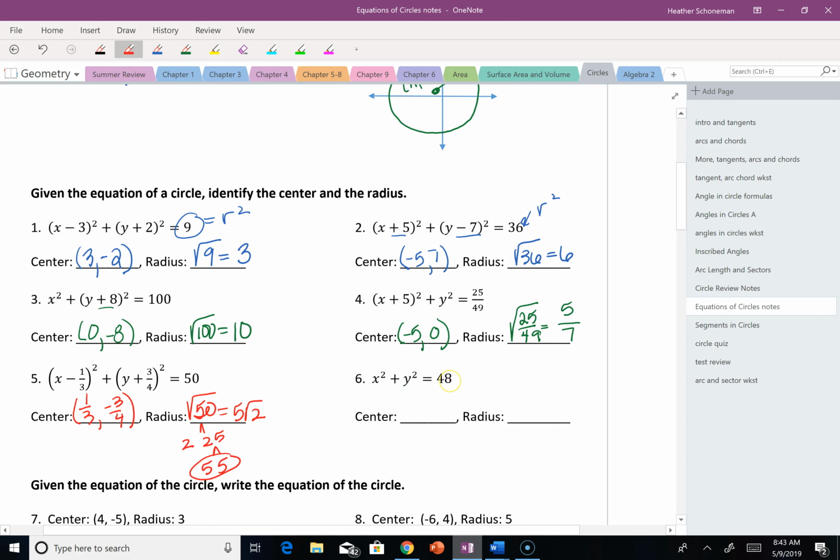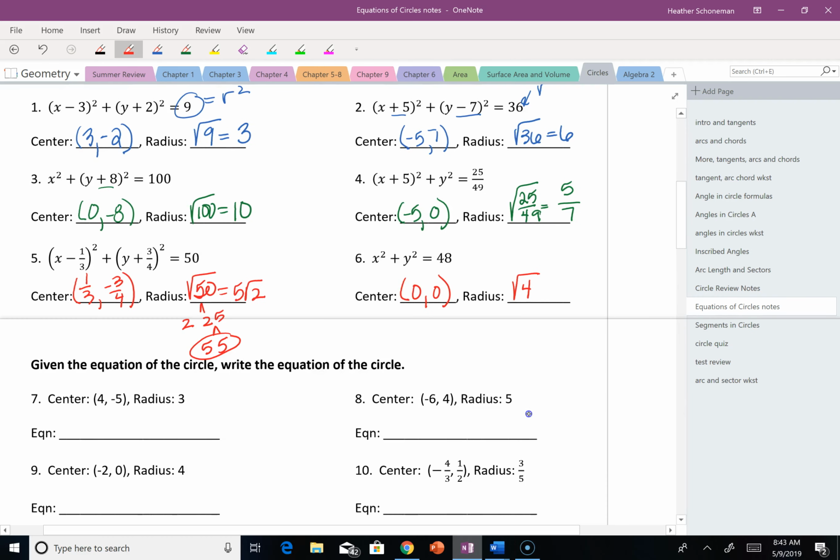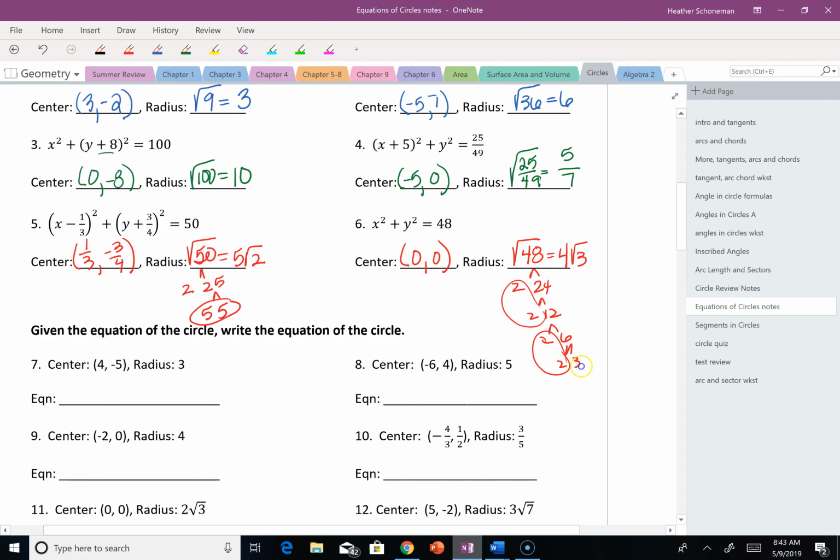Number 6, there's nothing added or subtracted to either the x or the y, so the center is going to be (0, 0). The radius is the square root of 48. So you get 2 and 24, 2 and 12, 2 and 6, 2 and 3. So this simplifies to 4 square root 3.